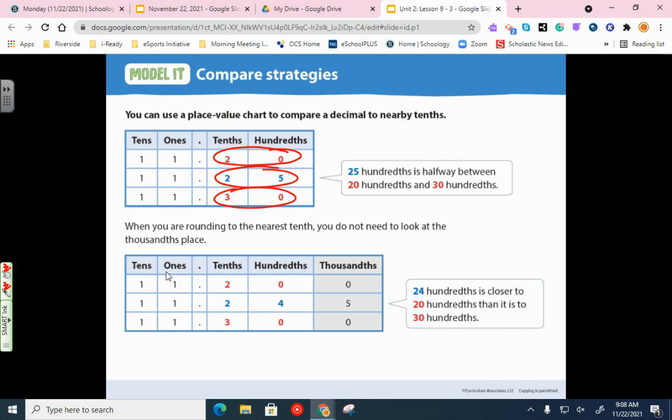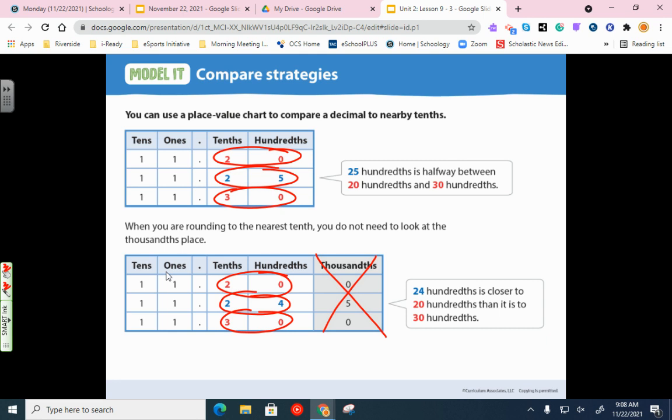In this case, we disregard the thousandths. We don't need those, so we just cross those out. That's why they grade them out. And then let's compare these now that we've got them all the same. So we've got 20, 24, and 30. And 24 is closer to this one, so this would be 11 2/10.